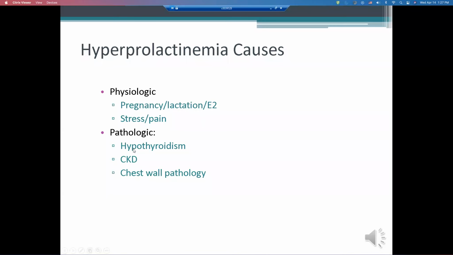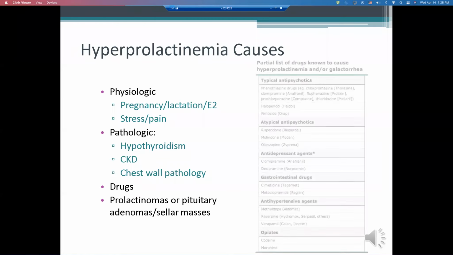Pathological causes include severe primary hypothyroidism. And I want to emphasize the word severe, okay? Mild primary hypothyroidism does not cause hyperprolactinemia. It has to be severe. Now, additionally, chronic kidney disease can cause hyperprolactinemia due to a lack of clearance. Chest wall pathology like herpes zoster or nipple pathology can also cause hyperprolactinemia. Sometimes people have eczema in the nipple or something of that sort, which leads to hyperprolactinemia.